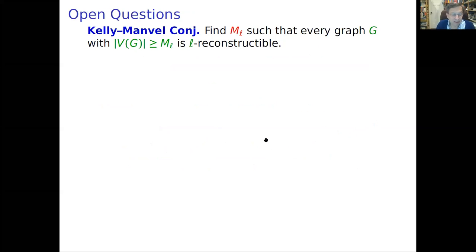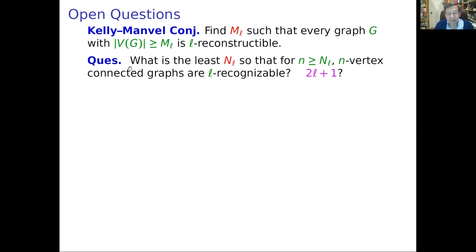So let me finish with some open questions. First we have the big question that was conjectured by Kelly and Manvel, as I told you at the beginning: show that there's some threshold so that every graph with at least that many vertices is L reconstructible. Of course, even better, figure out what that threshold is. What about some easier questions, smaller results? How many vertices do we need to guarantee that we can tell whether or not all graphs reconstructible from this deck of deleting L vertices are connected? Maybe this threshold is 2L plus 1. It's certainly not 2L to the L plus 1 squared.